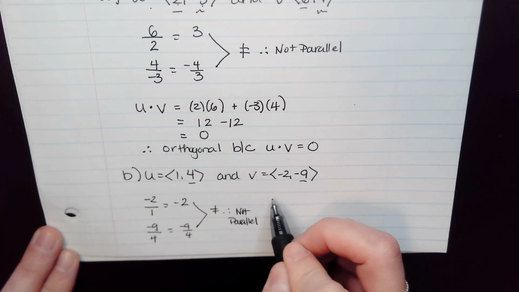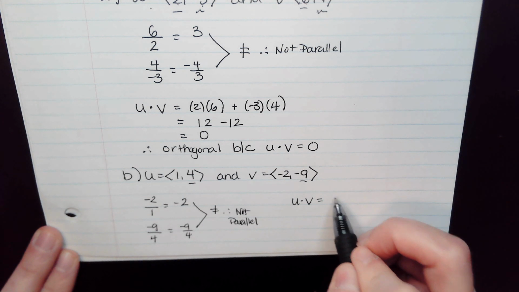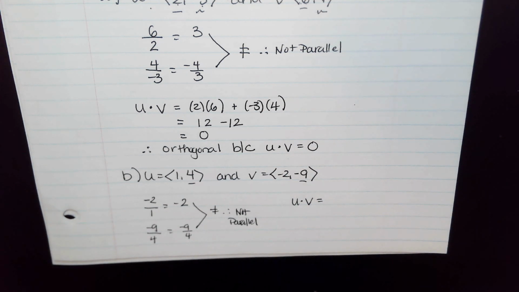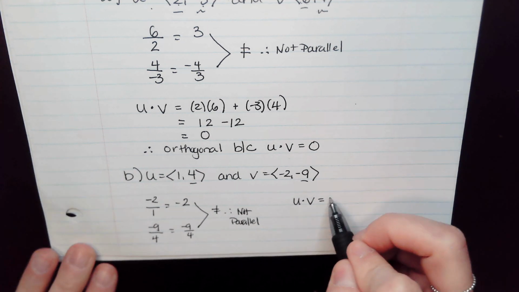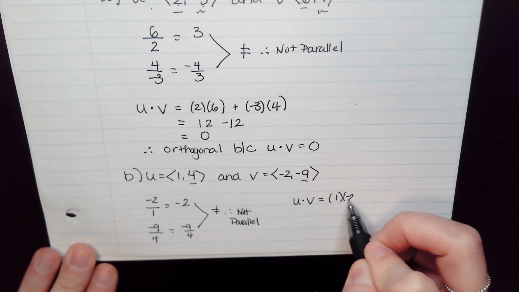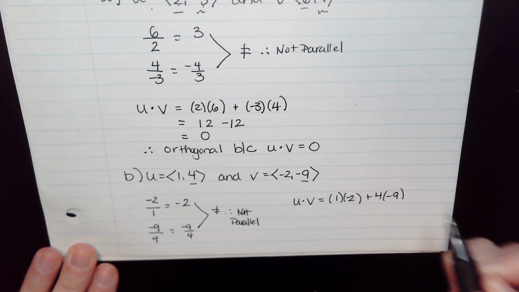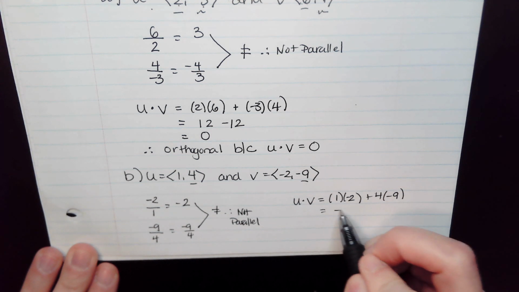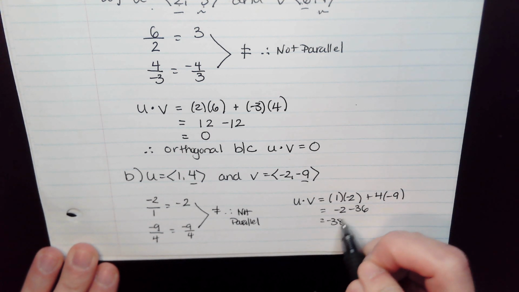Now let me find the dot product. So the dot product of u and v, actually pause the video here. You guys should be able to do this now. So pause the video and find the dot product of u and v. All right, so you should do 1 times negative 2 plus 4 times negative 9, which is negative 2 minus 36, which is negative 38.